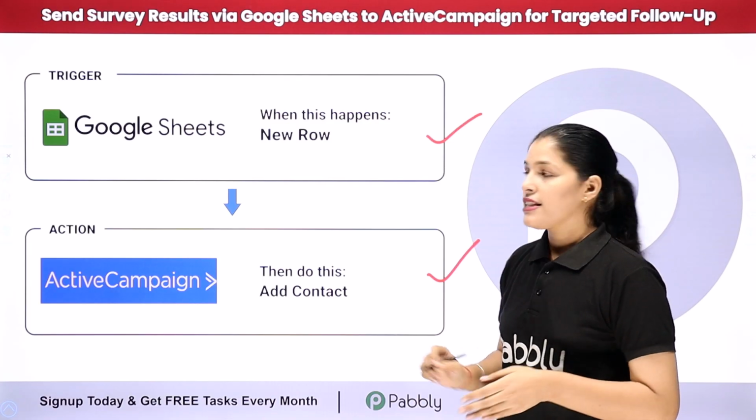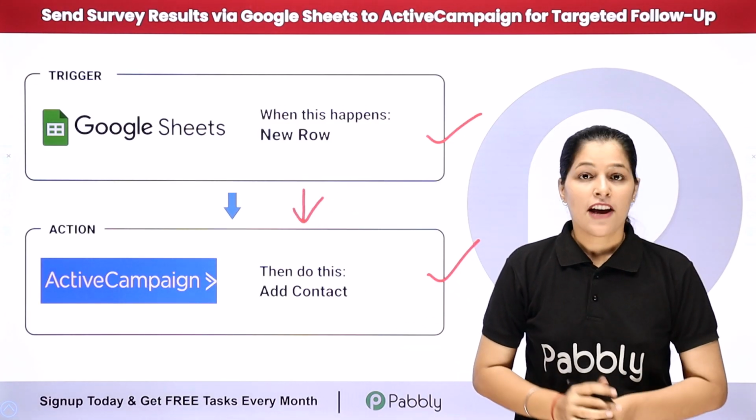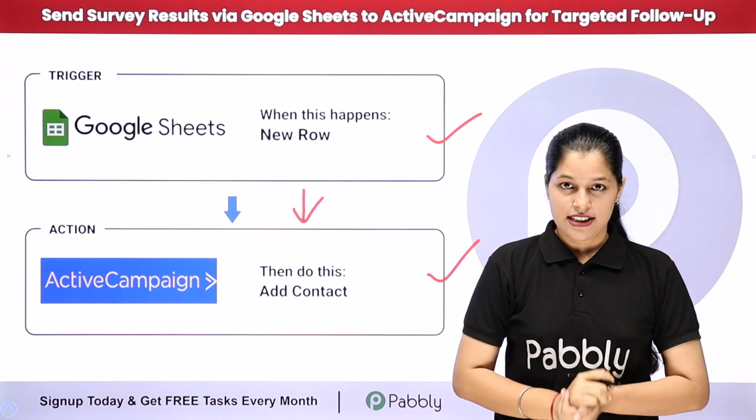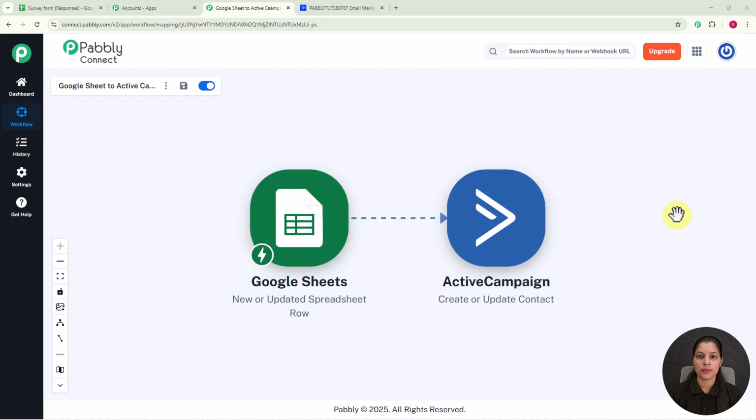For integrating these both applications, I am going to use a tool that is Pabbly Connect, which can integrate different applications. So if you also want to build this automation, then let me take you towards my screen. Welcome to my screen. So in this video I am going to show you how you can send survey details from Google Sheet to ActiveCampaign, and for integrating these both applications I am going to use Pabbly Connect.